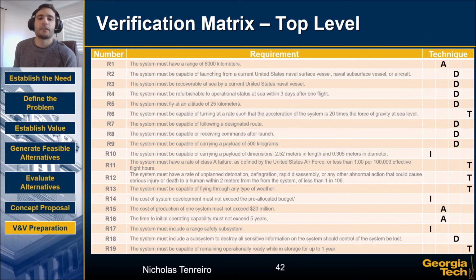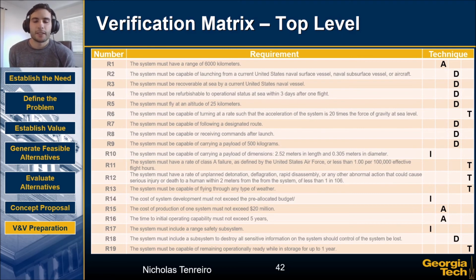So to verify our requirements, four techniques are available to us: inspection, analysis, demonstration, and testing. The majority of our verification will be through demonstration. For example, launching from a naval vessel or aircraft, being recovered, being refurbished, its altitude, flown, being able to follow a designated route, receiving commands, carrying a payload. All that stuff will have to be demonstrated, as well as its self-destruct system. A demonstration will be in order.